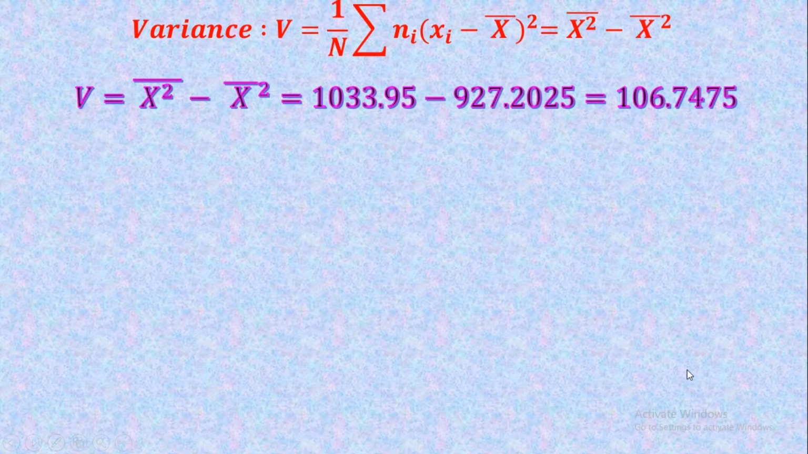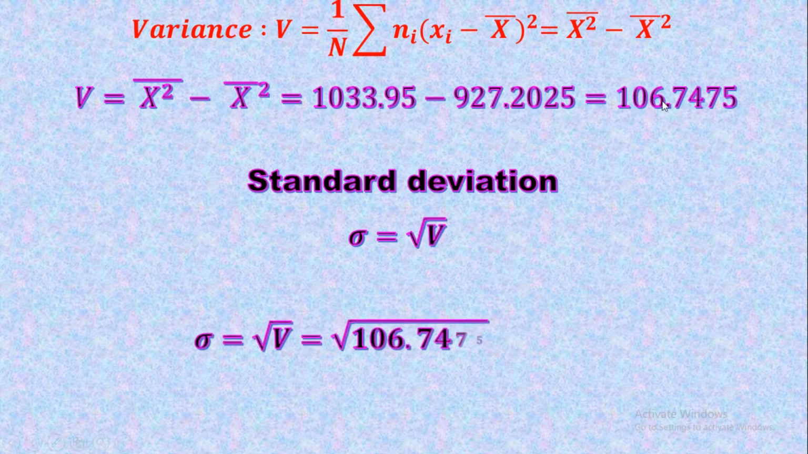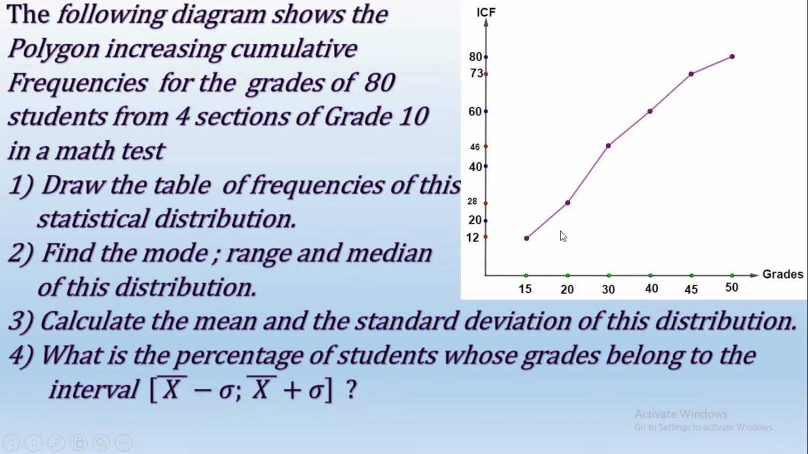It gives us 106.7475. Now what about the standard deviation sigma? Actually, the standard deviation is the square root of the variance. So we can say that sigma is equal to radical V. It's equal here to radical 106.7475. So it's 10.33.